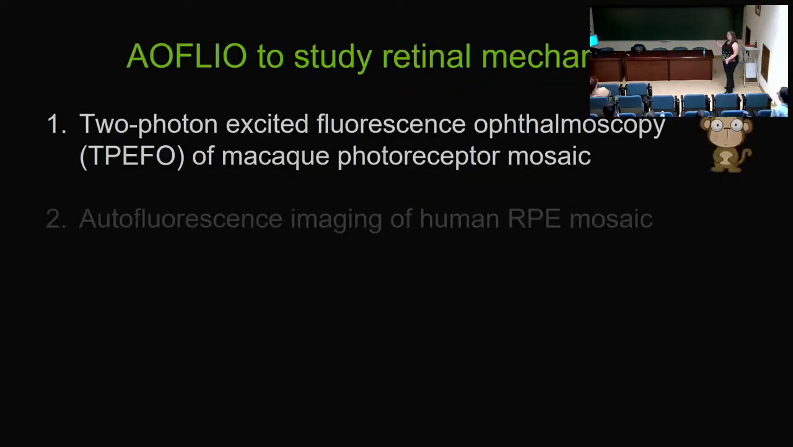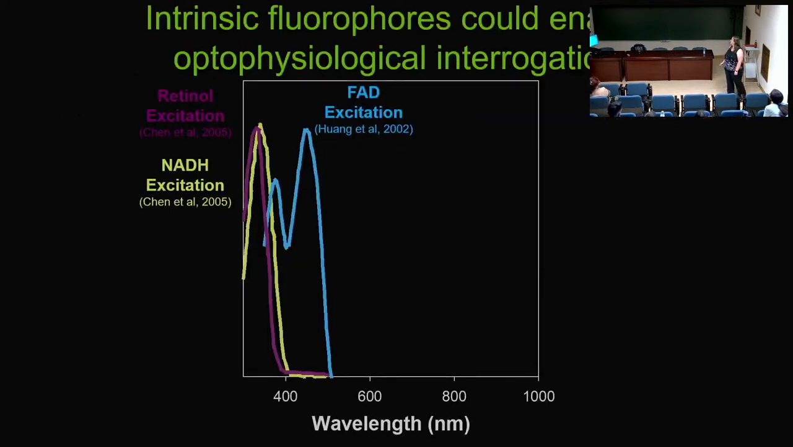So now that we've introduced fluorescence lifetime and retinal imaging at the cellular scale, I'm going to give you two examples of how we've been starting to look at this to understand how the retina is functioning. And the first is in monkey using 2-photon excited fluorescence ophthalmoscopy. The fluorophores that we've really been interested in there in the monkey have been retinol, or retinoids in the visual cycle, as well as NADH and FAD. And you can see that those excite below 400 nanometers, except for the FAD. It has a slightly longer excitation.